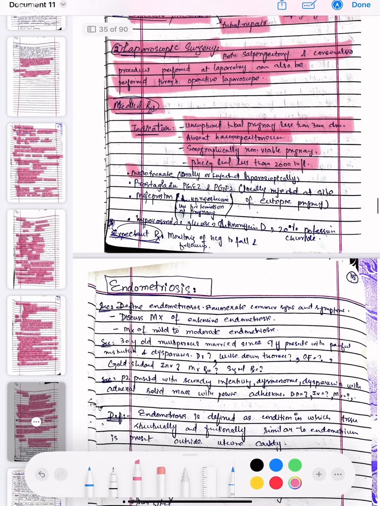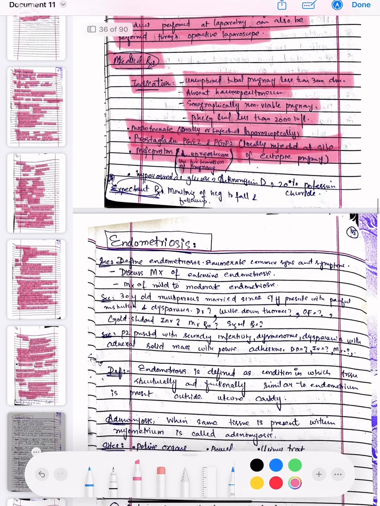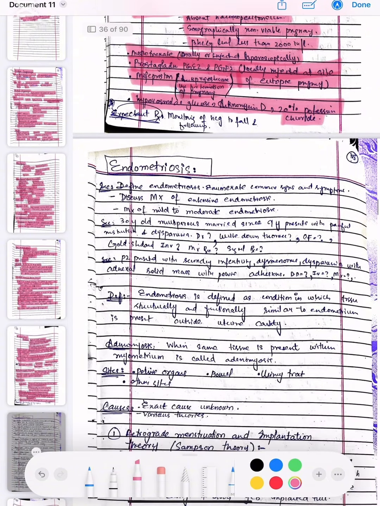Then methotrexate, orally or injected laparoscopically, is given. Prostaglandins PGE2 and PGF2 are locally injected at the site. Mifepristone, that is an anti-progesterone, is used for the termination of ectopic pregnancy, and hyperosmolar glucose, actinomycin D at 20%, potassium chloride is given. Expectant treatment is the monitoring of HCG to fall, and follow up.